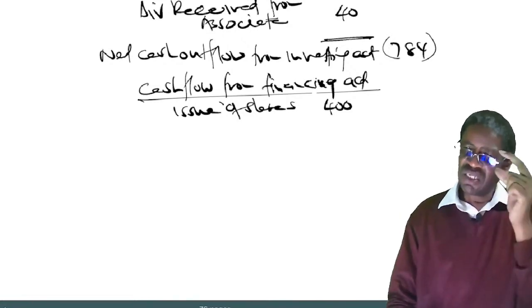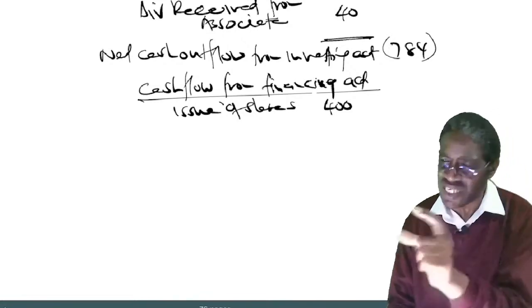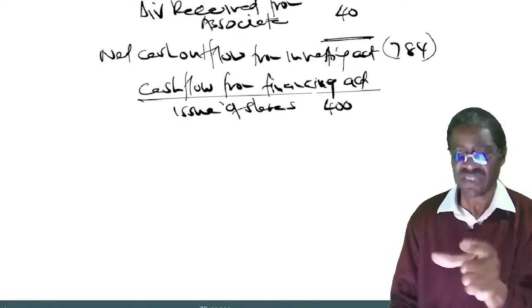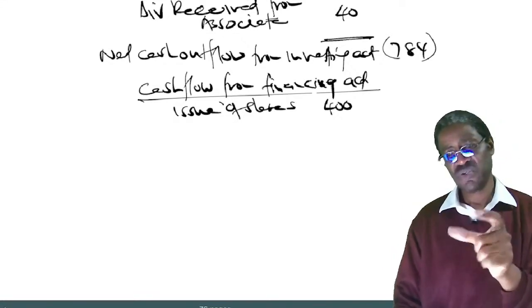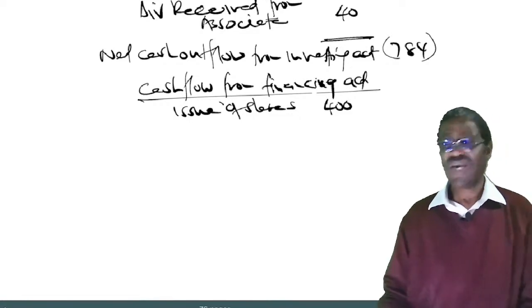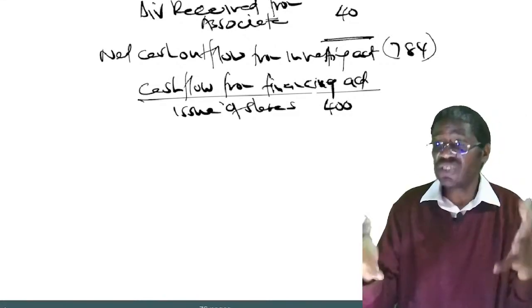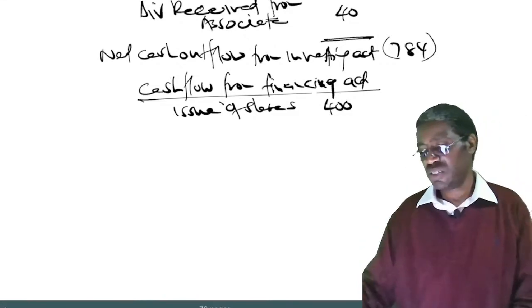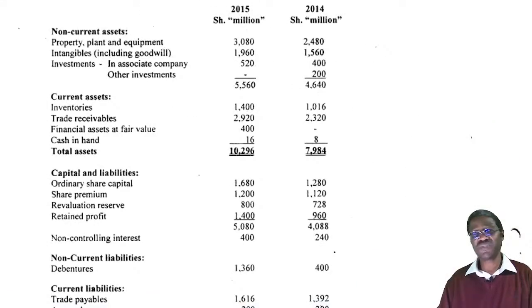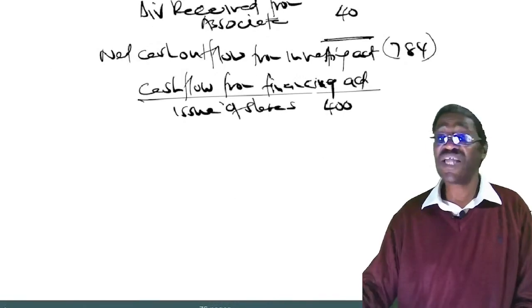After that, listen carefully again. Cash flow from financing activities affects the finances. So if I want to know which other finances were there, I just go to the balance sheet and check among the finances in terms of equity and the long-term liabilities. If I look at this balance sheet, among the equities there is share capital and premium, that's okay. Then there is the debenture. Are you seeing the debenture there? Yes.